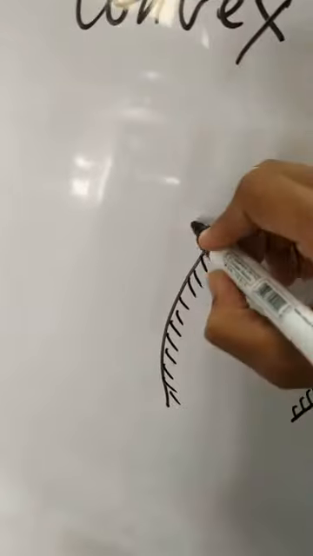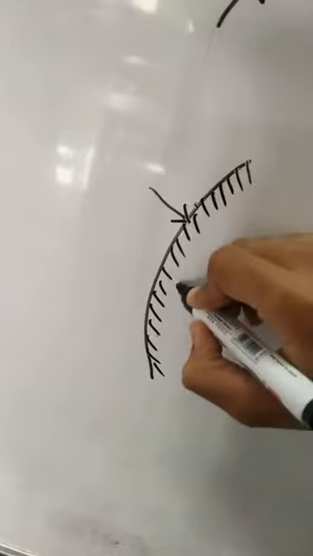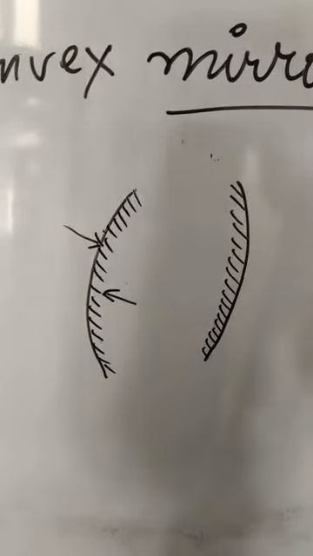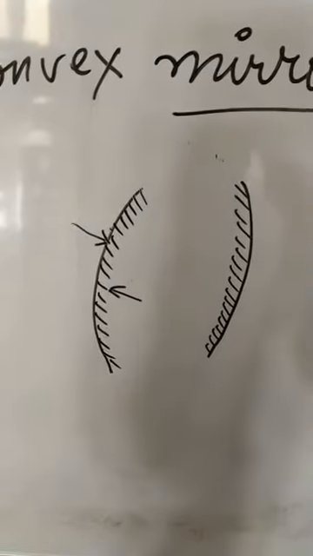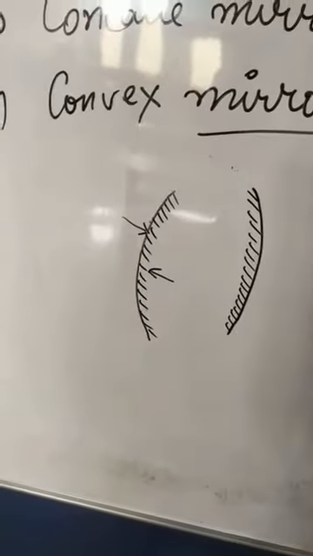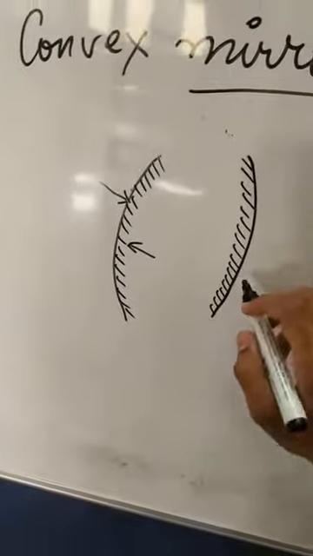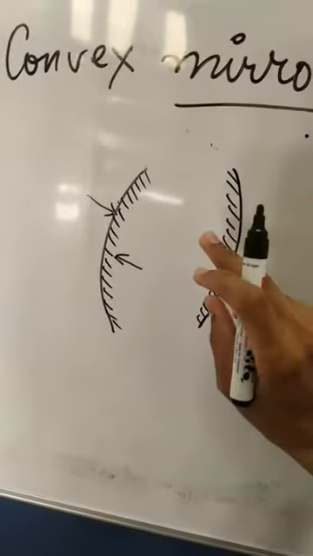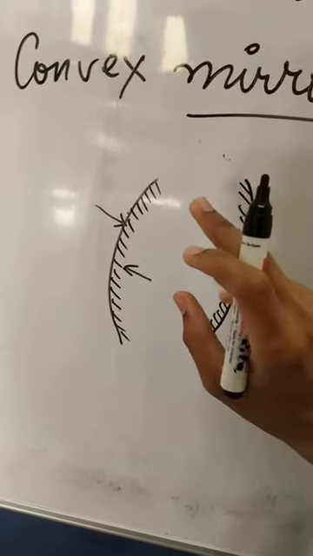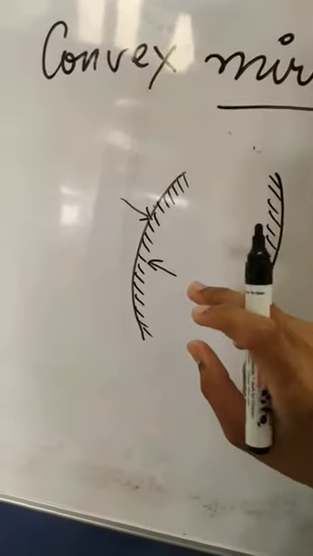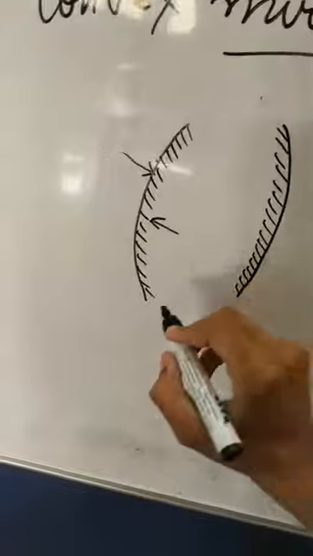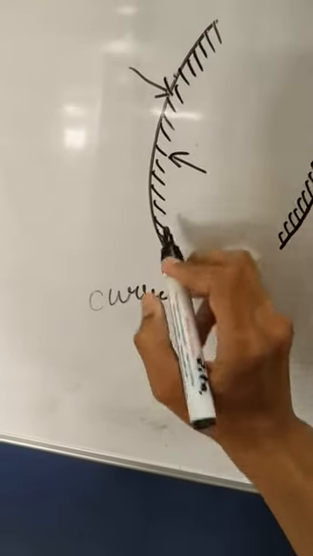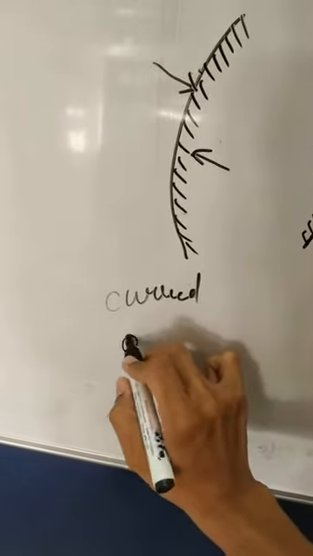So this is the reflecting surface and this is the polished area. The reflecting surface of a spherical mirror can be curved inward or curved outward. This is curved outward. The reflecting surface is curved outward.